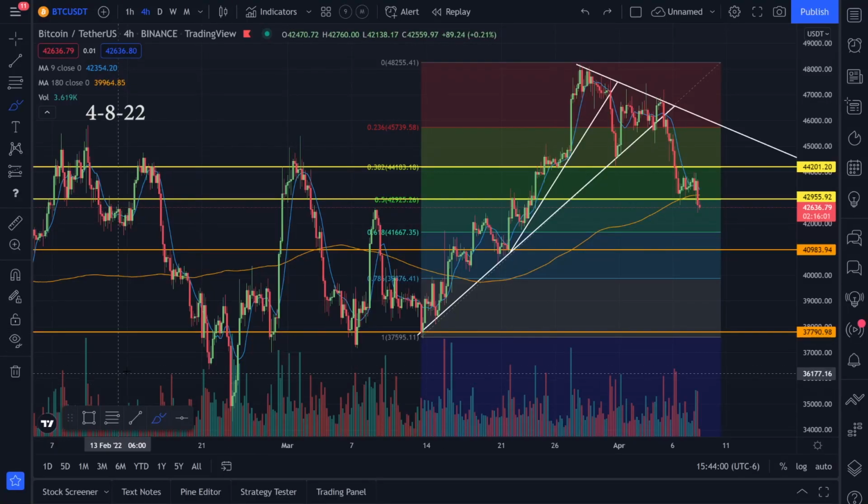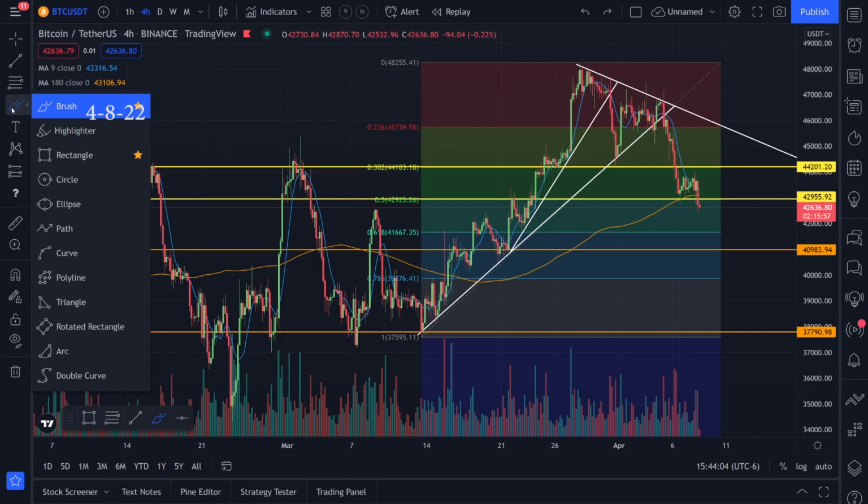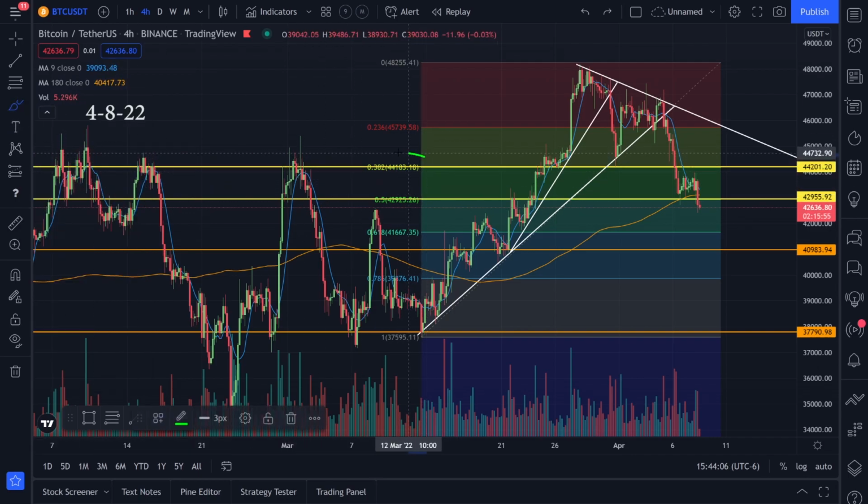Let's take a look at the chart action for Bitcoin. Okay, so here is what my chart looks like. What I was doing is I had limit orders set at the 38% level and the 50% level on the Fibonacci retracement chart. These levels were sitting at 44,200 approximately and 42,955. We actually came down, hit both of those, and filled the limit orders.